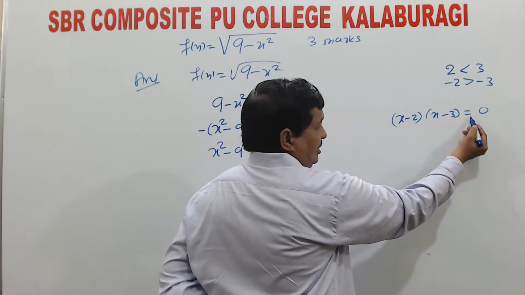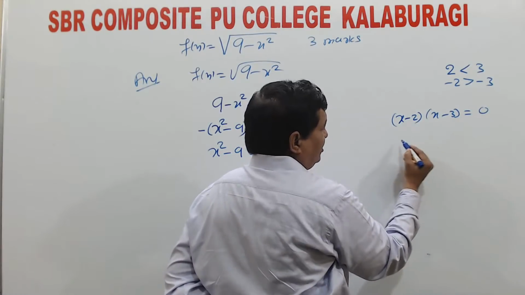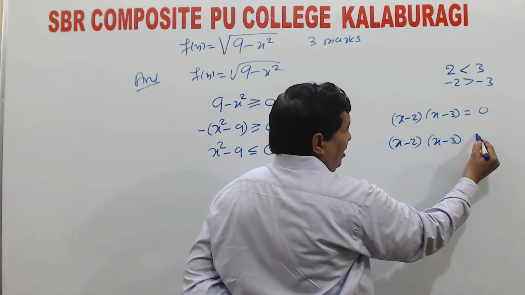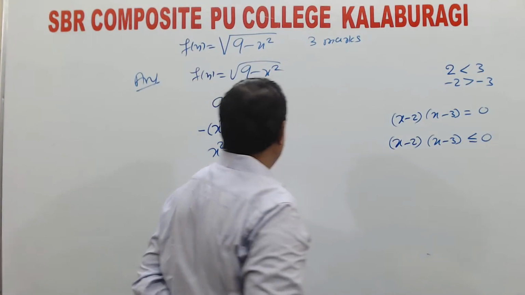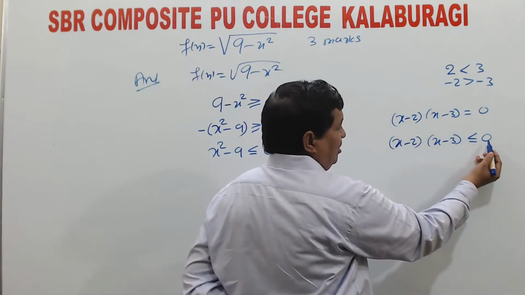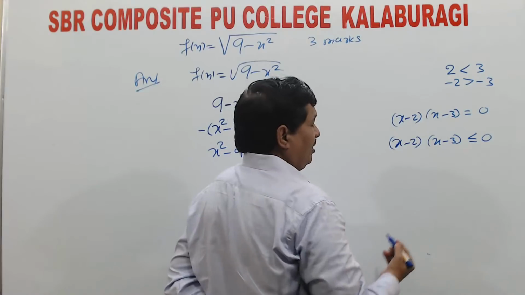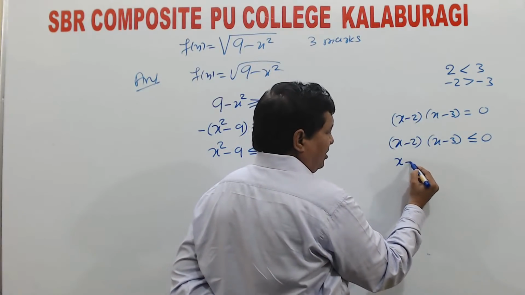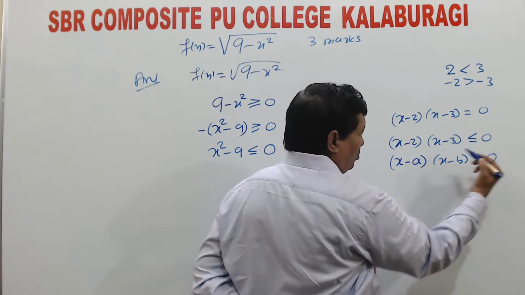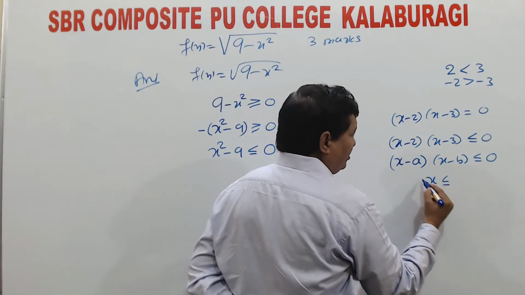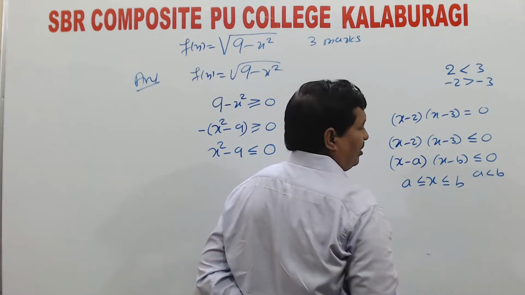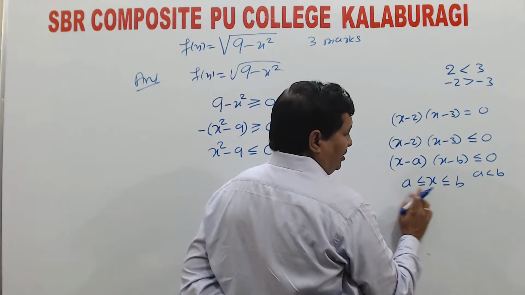Suppose instead of taking the equal sign, I take inequality signs here: x minus 2 into x minus 3 less than or equal to 0. See, for what value of x is it less than or equal to 0? Suppose you have a condition x minus a into x minus b less than or equal to 0. Then x should lie between a and b if a is less than b. If b is less than a, you have to write b on this side and a on this side.